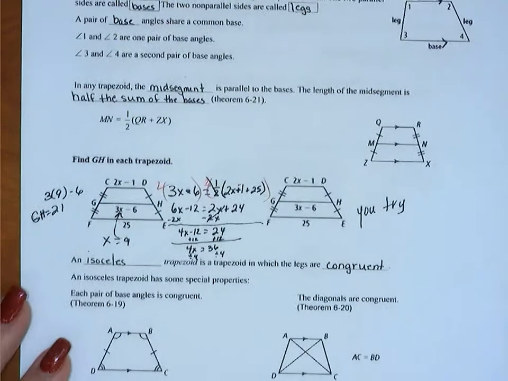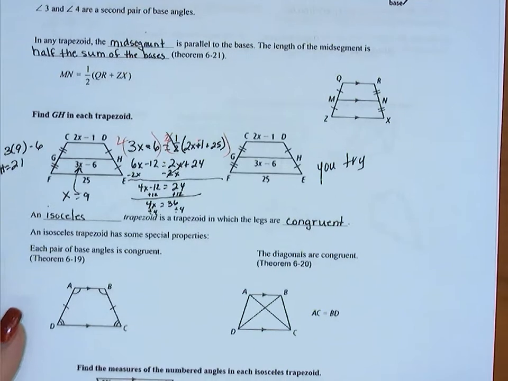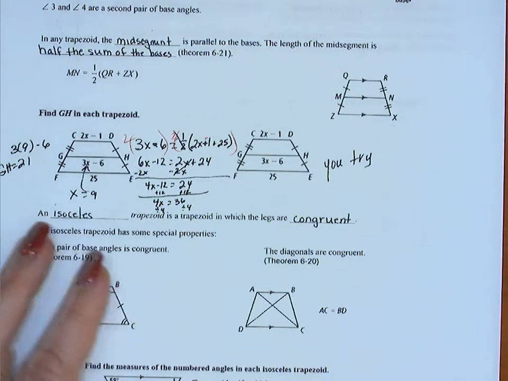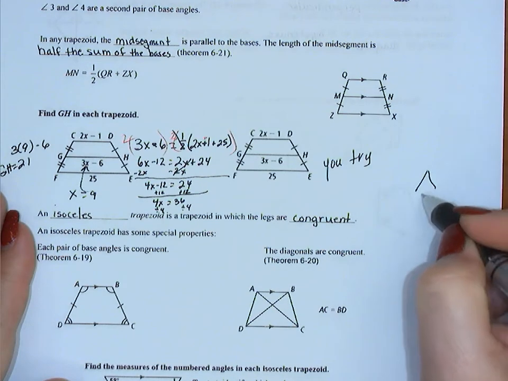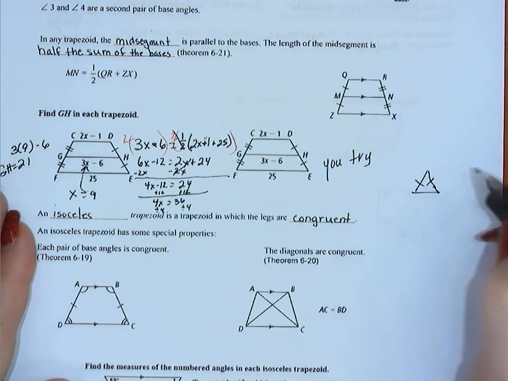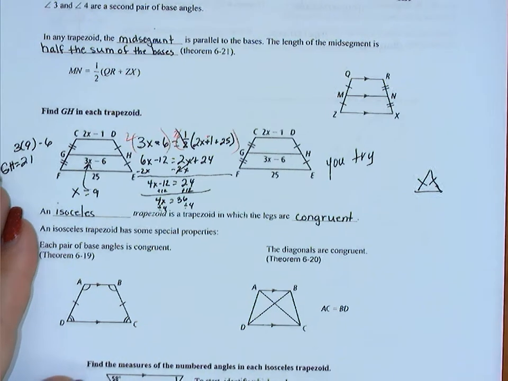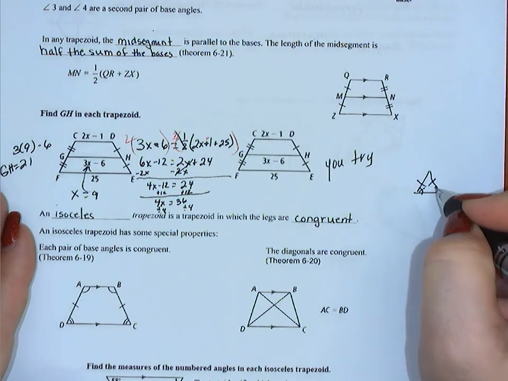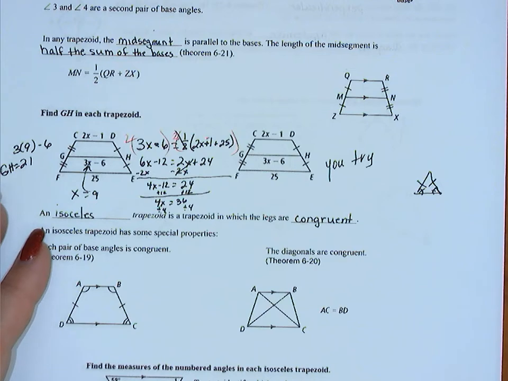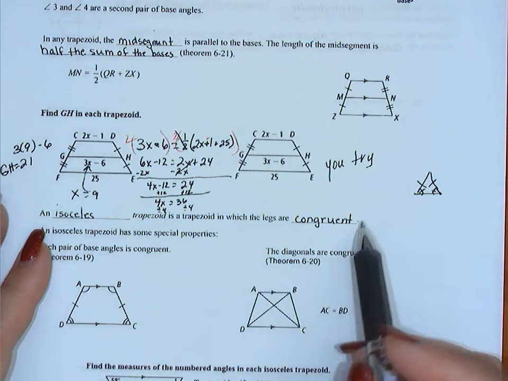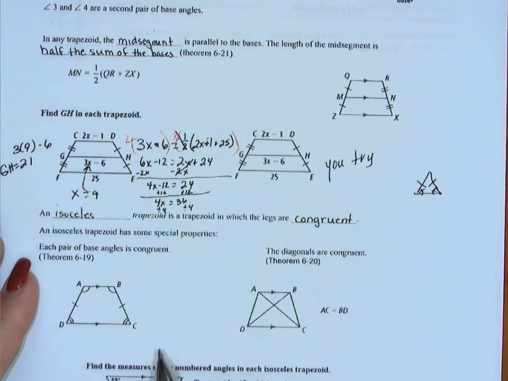Okay, the next part of our notes is about an isosceles trapezoid. We've had isosceles triangles. Isosceles triangles are the triangles that have two legs that are the same length, right? And that gives them congruent bases. It's one of our theorems. So in an isosceles trapezoid, it's a trapezoid where the legs are congruent. So it's the same idea, but it's a trapezoid shape.